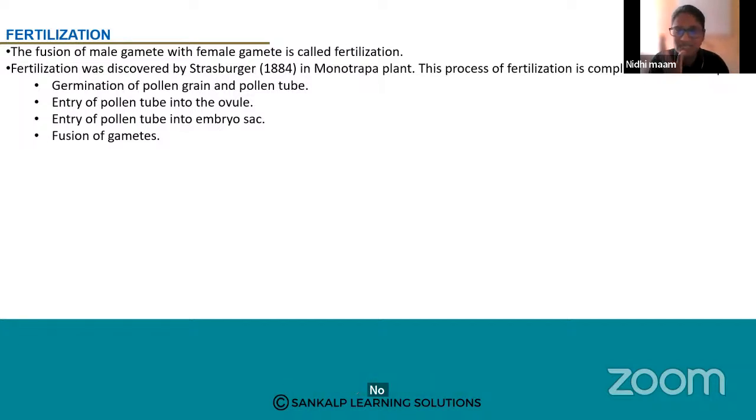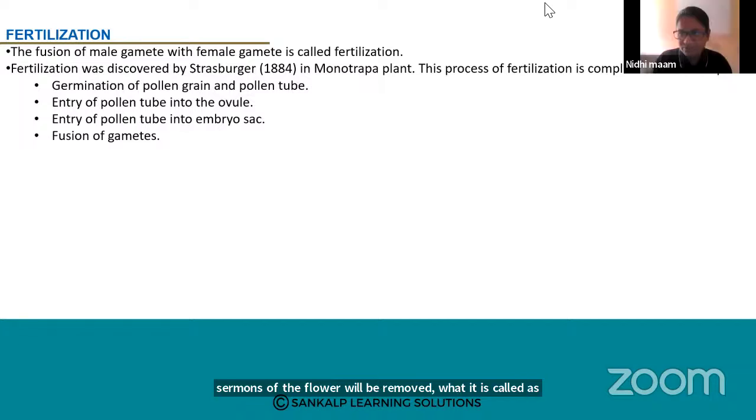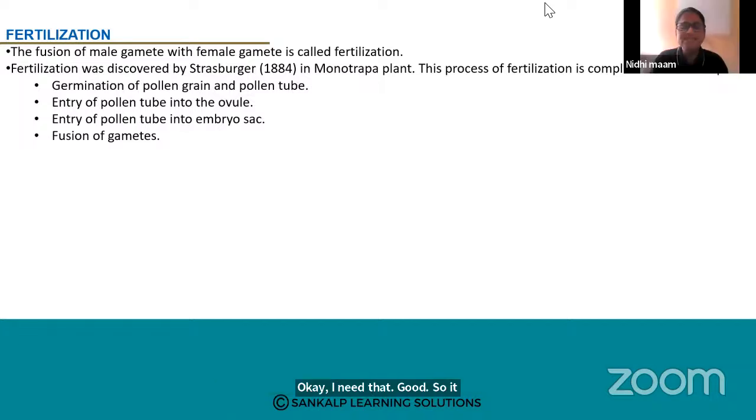ನೀಟಾಗಿ ಕೇಳಿಸ್ಕೊಳ್ಳಿ ಕ್ವಶನ್ ಅನ್ನ. ಈಗ ಜಸ್ಟ್ ನಾನು ಎಕ್ಸ್ಪ್ಲೇನ್ ಮಾಡಿದ್ದೀನಿ ಅದನ್ನ. To achieve cross pollination, the stamens of the flower will be removed. What is this called? Emasculation. Very good. Misbah Kausar answered it. And may I know who answered through the mic? Anita Shilgram. Okay, Anita. Good. So it is called emasculation.